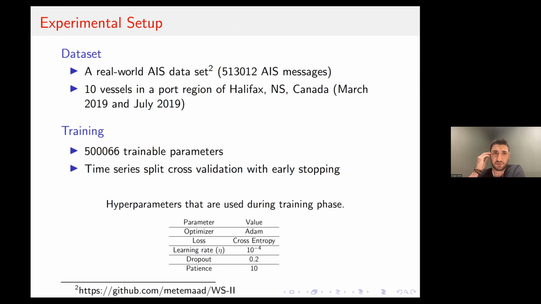So in our experiments, we used a real-world data set, which includes approximately 500,000 AIS messages, which have been obtained from 10 vessels in a port region of Halifax, Canada. So it's 6 months of data. While training, we applied time series split cross-validation, and we also applied early stopping to decide when to stop training. We have some other hyperparameters. You can see them on the table as well. And if you are interested, you can get the data set from this GitHub link below in the presentation as well.